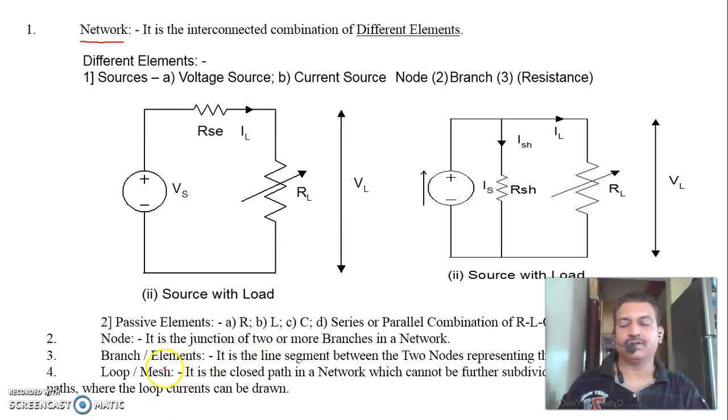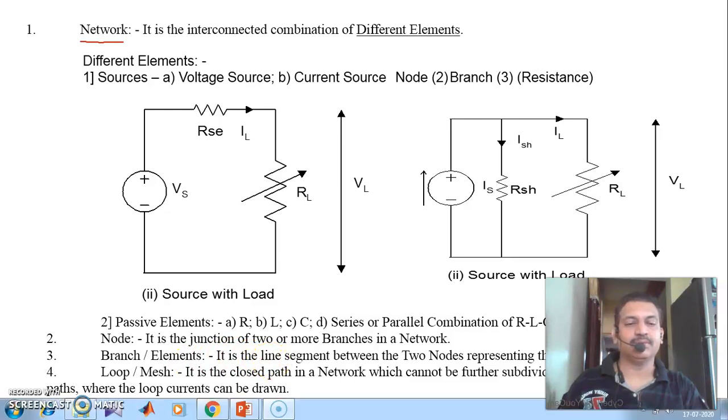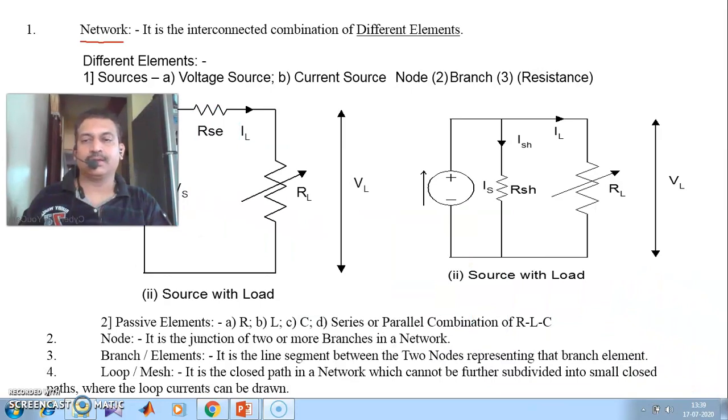Third definition, branch or element. It is the line segment between two nodes representing that branch element. So as we consider this as node 1, now consider this as node 2. In between these two nodes, RSH is connected. So this RSH is the branch.